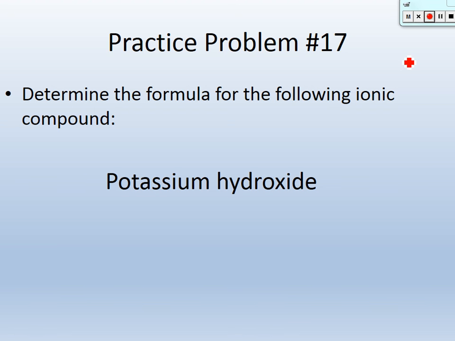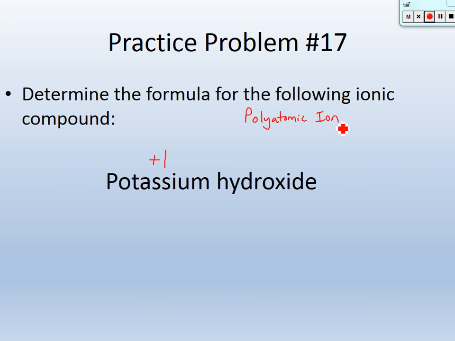Potassium, if you've got your periodic table, potassium is in group 1. So what's its charge? Plus 1. Okay, now you can look for a long time on the periodic table. Is there an element called hydroxide? There's not. So what does that tell you? It tells you that it's not an element by itself. It must be a polyatomic ion. So this one you're going to have to look up on your polyatomic ion table. If it's not on the periodic table, that's just a clue that it's a polyatomic ion.